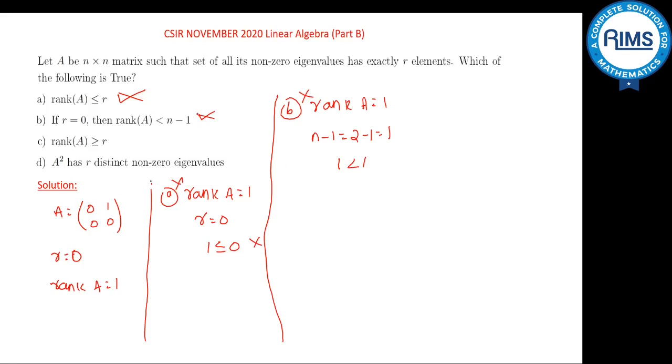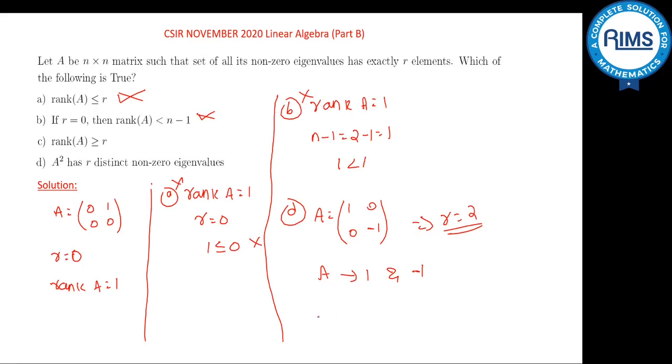Now consider option D: A square has r distinct non-zero eigenvalues. For that I consider a matrix capital A equal to [1, 0; 0, -1]. This is a diagonal matrix, so its eigenvalues are the diagonal entries. What are the eigenvalues of this matrix? The eigenvalues are 1 and minus 1. That implies r equal to 2, since r is the total number of non-zero eigenvalues.